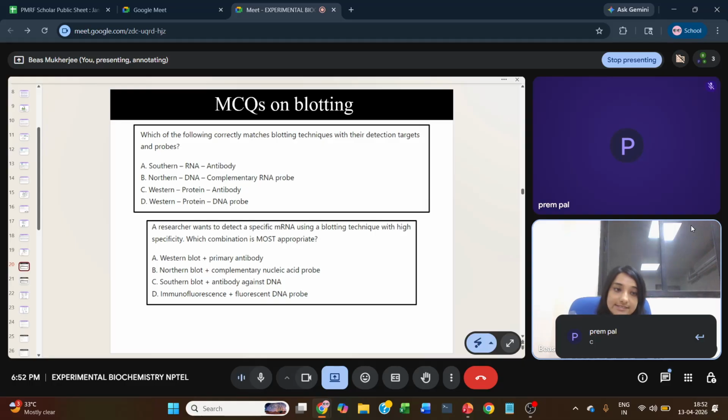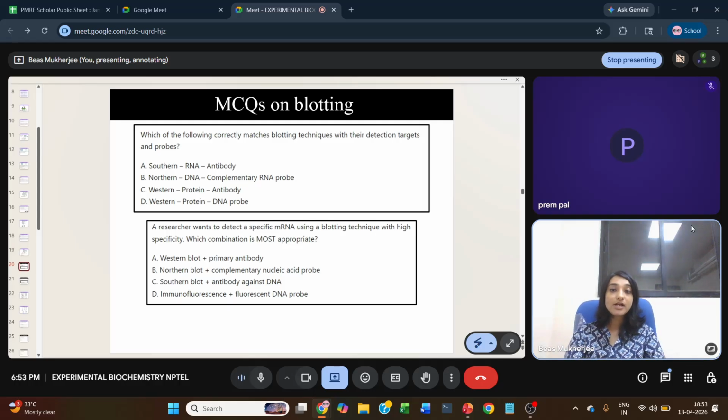C. Yes, it is C for the first question. Good. What about the second question? Achha. So, for RNA, it is always Northern blot. Right? How will you remember? DNA, Southern blot. Protein, Western blot. RNA is always Northern blot.